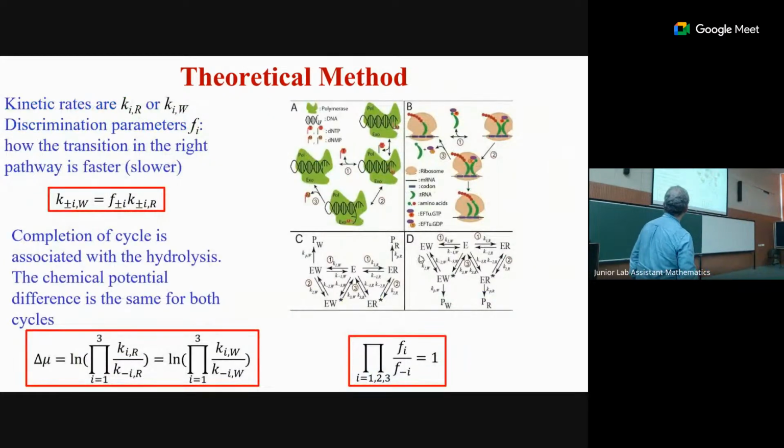And so we decided to look at several systems, but before that, again, you have essentially two identical pathways. The only difference, this way or this way or this way or this way, is that the rates in the wrong direction would differ from the rates in the right direction, and we can quantify it by introducing this discrimination factor.